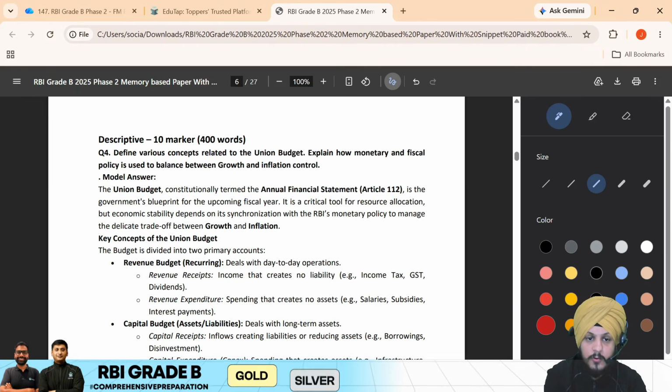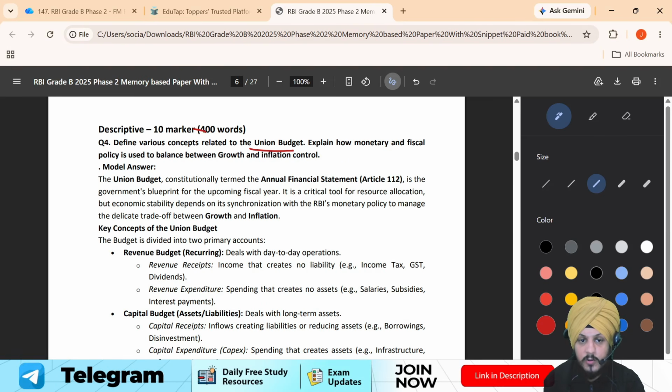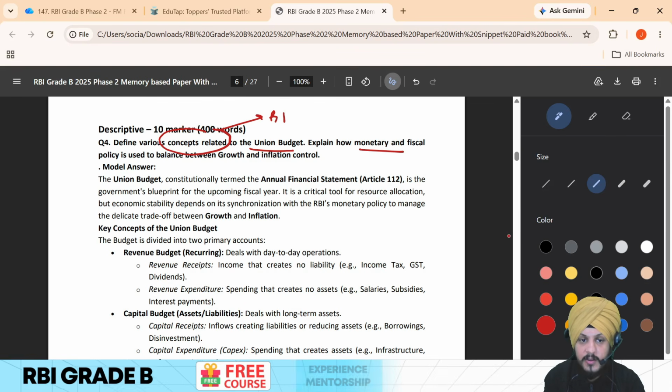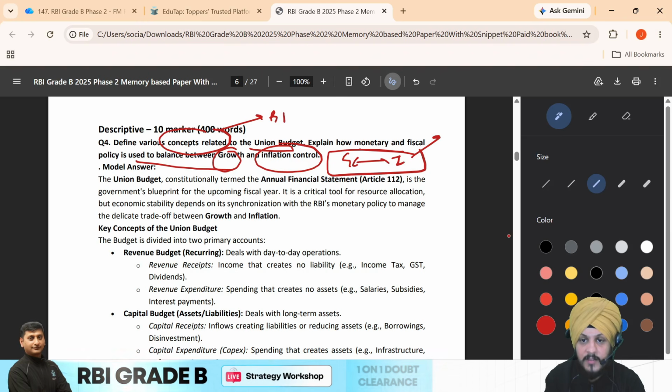Now let us move on to 10 marker questions which you had to write within 400 words. So define various concepts related to union budget. So concepts related to union budget, this is going to be part 1. Explain how monetary and fiscal policy is used to balance between growth and inflation control, right? So how this growth and inflation balance is maintained with the help of fiscal policy and monetary policy. So let us talk about it.